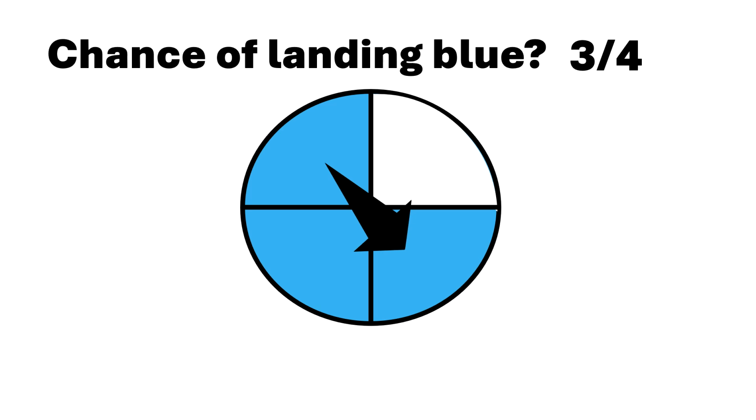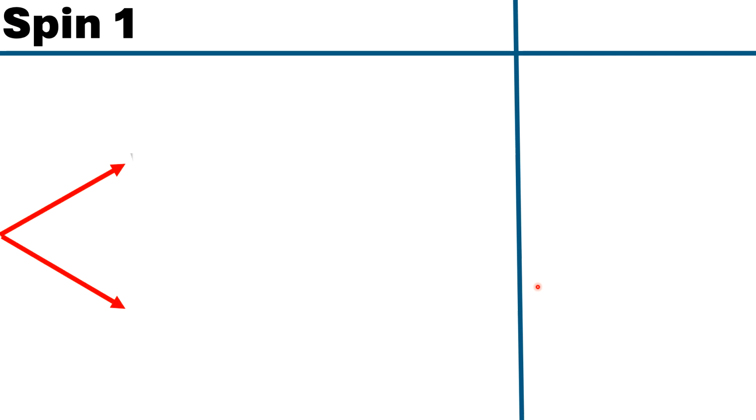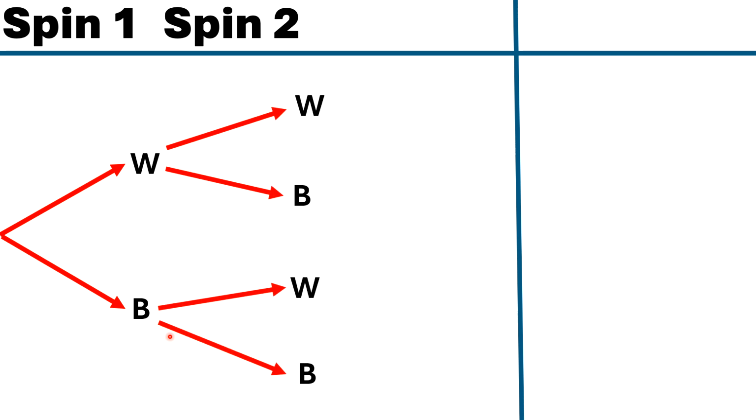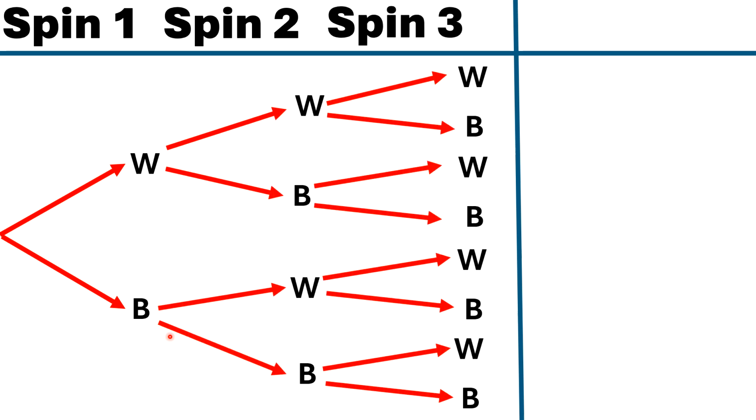But what if you spun this wheel 3 times? What's the chance of it landing blue twice out of these 3 times? How do we figure that out? Firstly, if we use a tree diagram, we'll see that the first outcome can be either white or blue. Then for the second spin, again, it can be followed by white or blue, and the third spin again. So what are the outcomes? We first draw this, and this helps us figure out the outcomes.